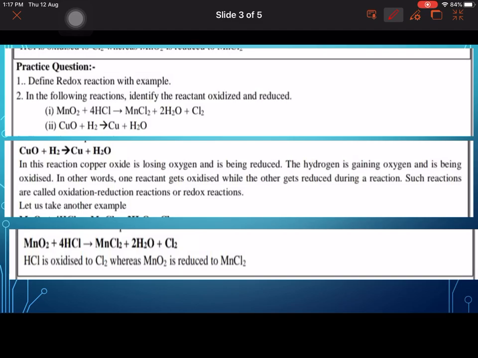Define redox reaction with example. You can write this as your answer number 1. This is the reaction and the example is there. In the following reactions, identify the reactant oxidized and reduced. So first one is this, question number 2. First equation: HCl is oxidized to chlorine, whereas MnO2 is reduced to MnCl2. Copper oxide and H2 giving Cu and H2O is your second part, this one.